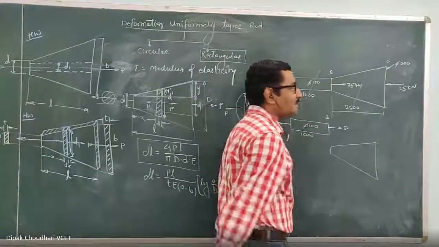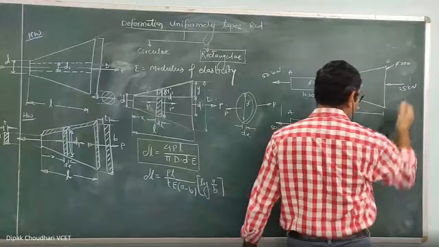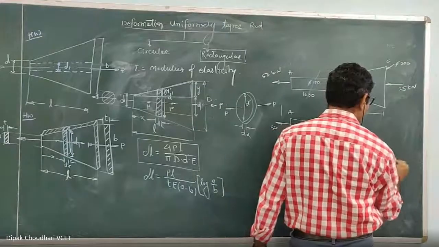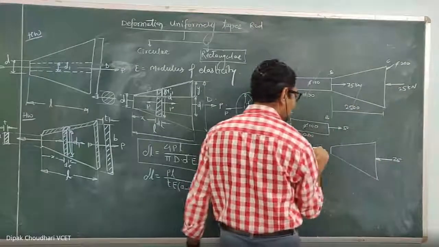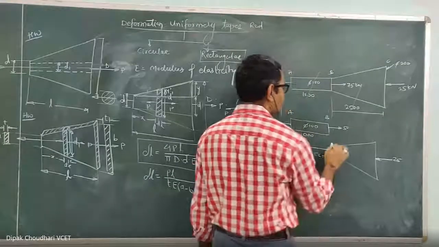Now for this taper, consider one imaginary section through the taper. I take the algebraic summation of all forces on any one side. On the right-hand side there is only one compressive force of 25 kilonewton, and to balance this there must be a compressive force of 25 kilonewton here. Okay, this is the part BC.